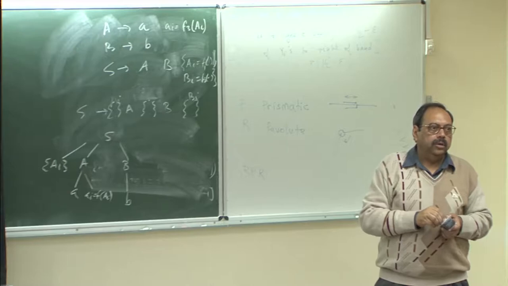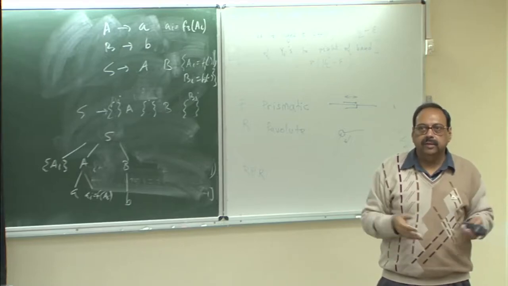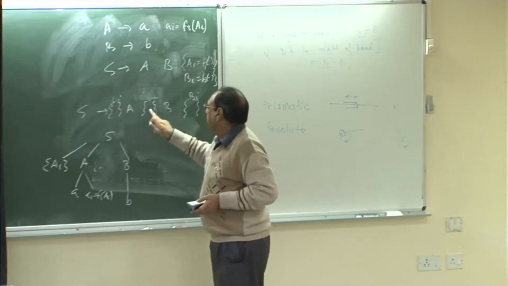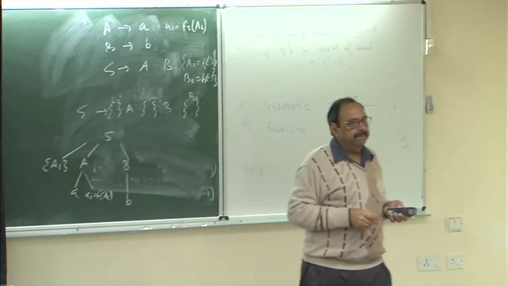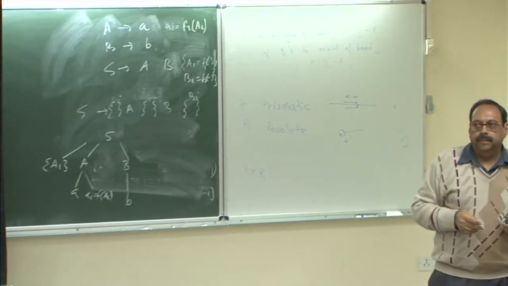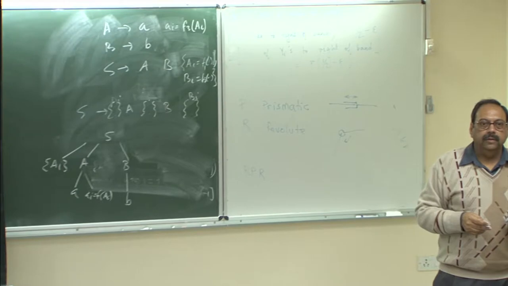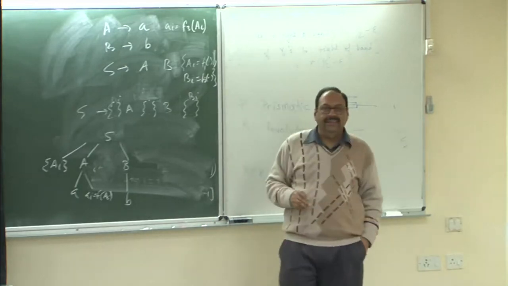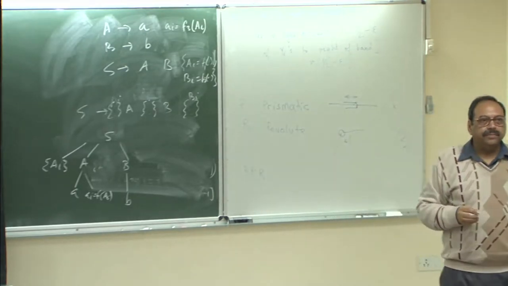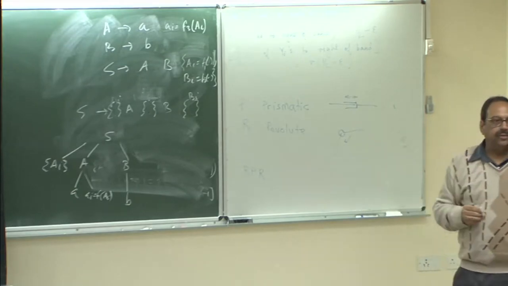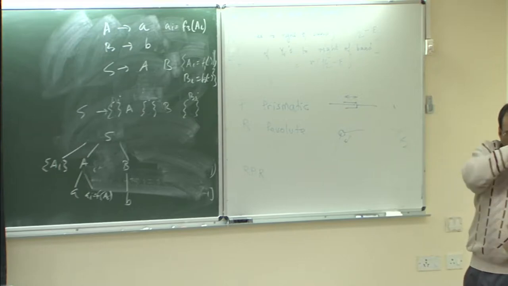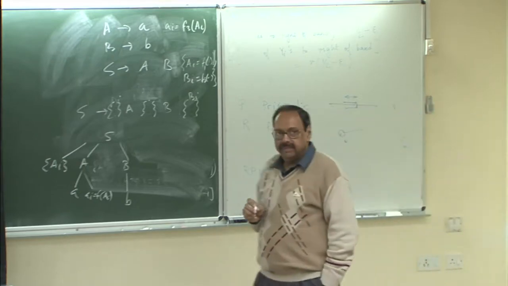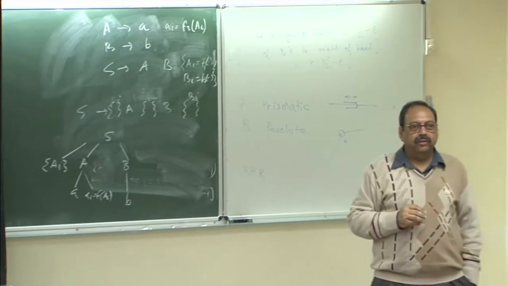What about synthesized attributes? Because in attributed definitions, I can have both inherited and synthesized attributes. So what are the places where I can compute synthesized attributes? Can I compute here, here, or here? What are the right places? Right of what? Right of the symbol. So suppose I want to compute A synthesized, where should I compute? After A.